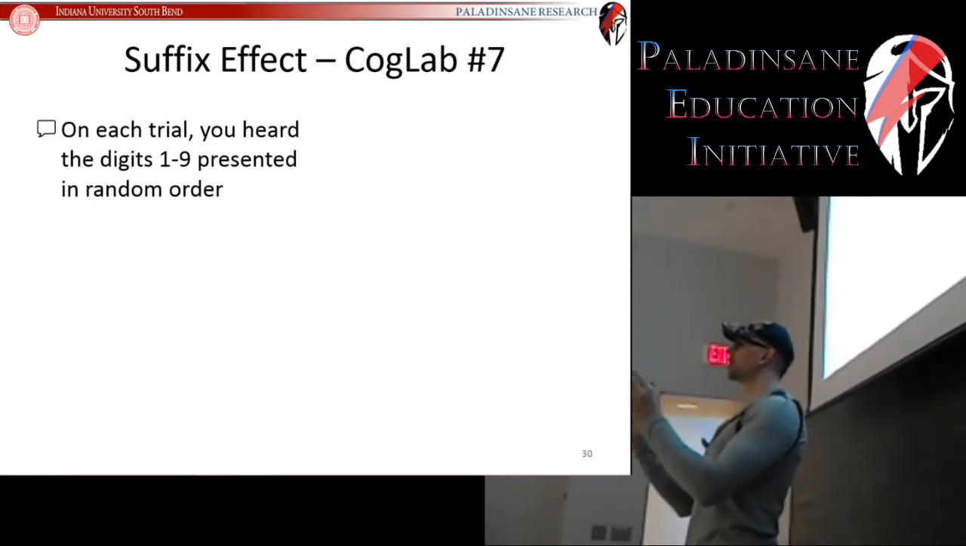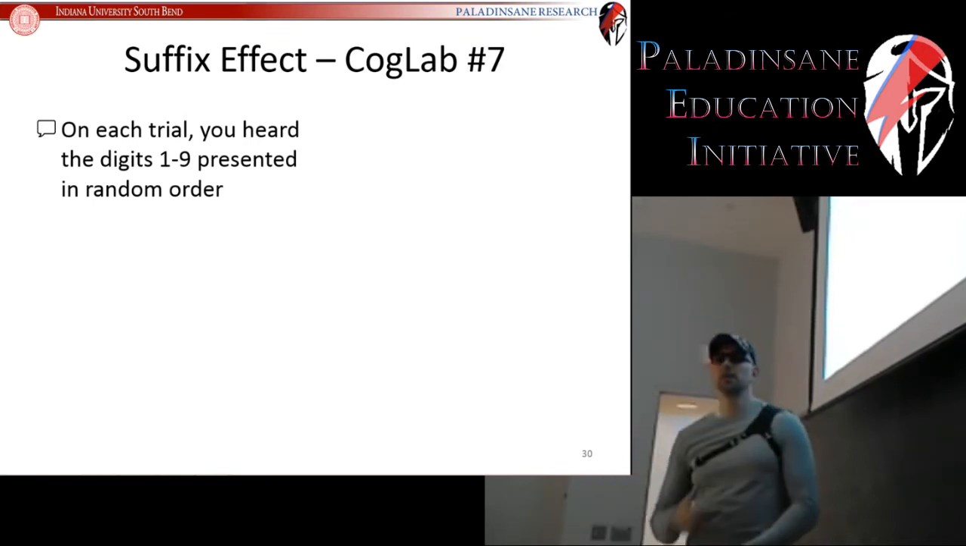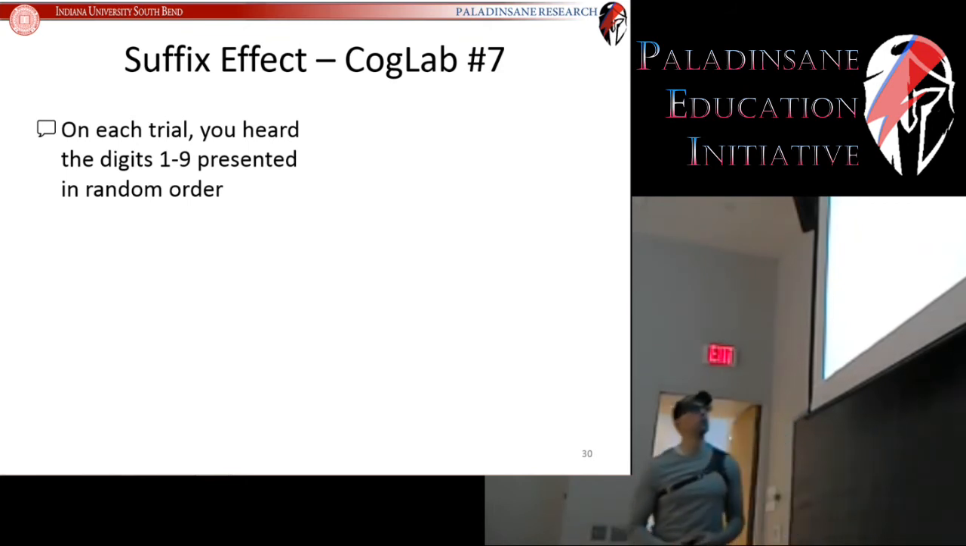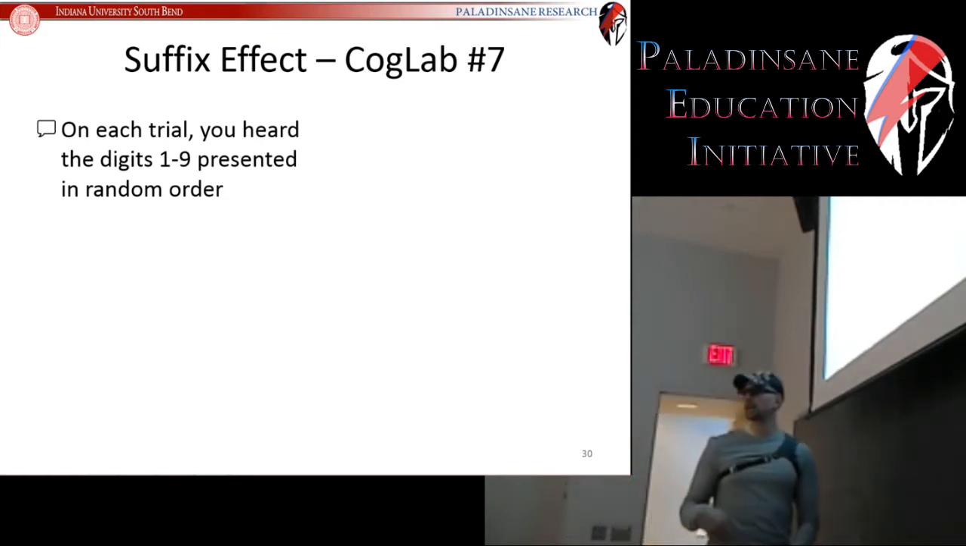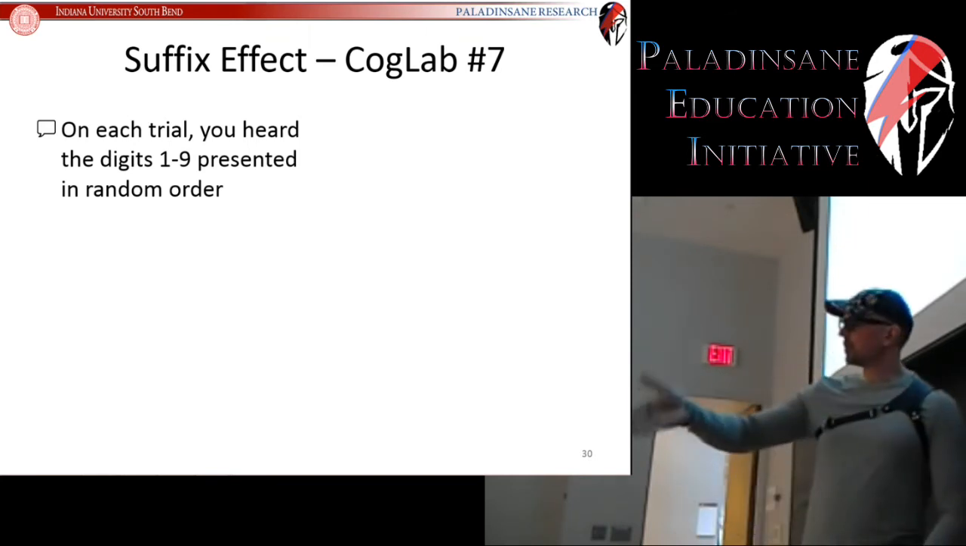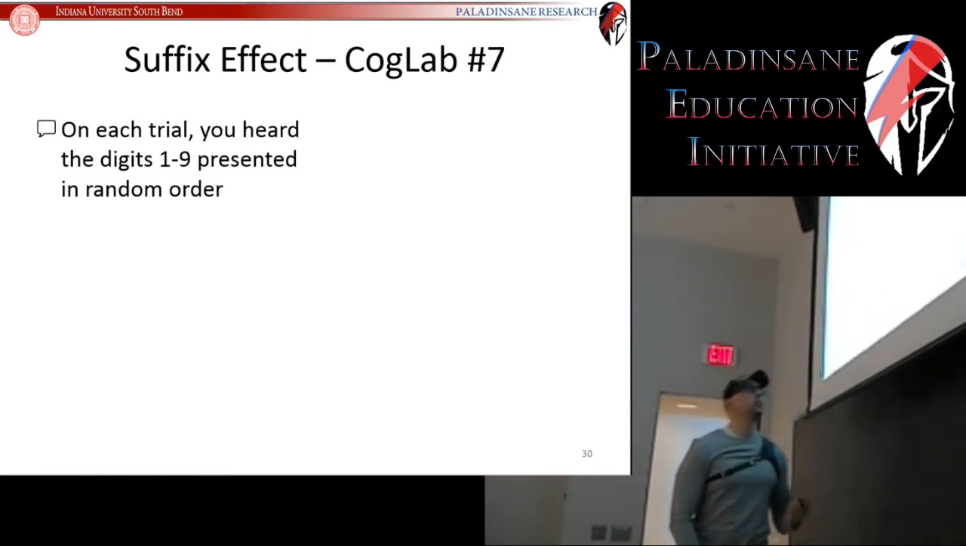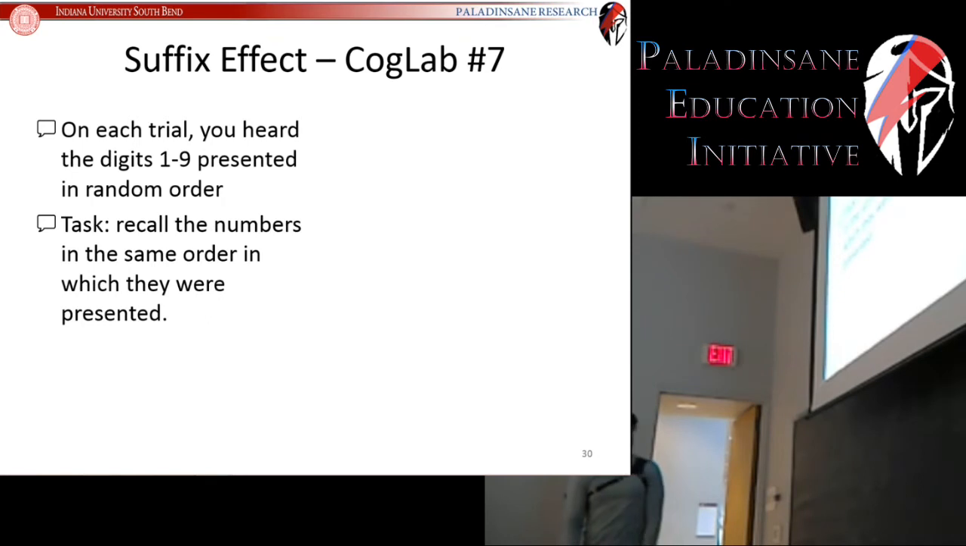So they want to know what the characteristics, the principles, are that underlie your short-term working memory. On this trial, you heard digits 1 to 9 presented in random order, right? Almost like a 9-digit phone number. So 9 digits in random order. And your task was to recall them in the same order in which they were presented. So this is known as serial recall.